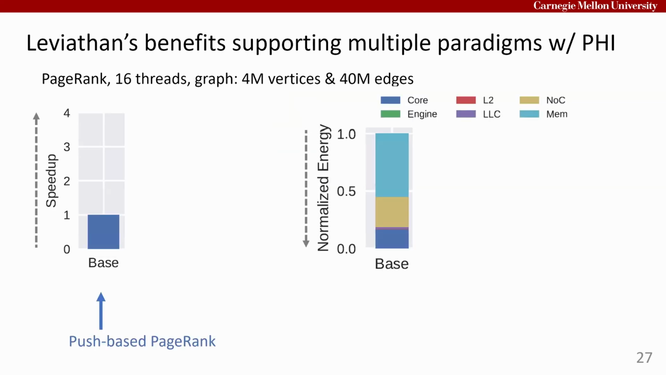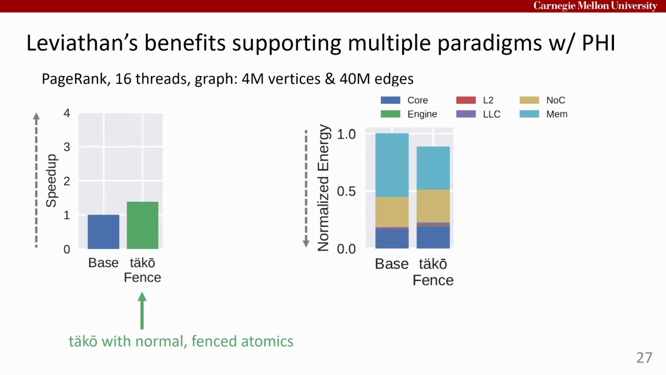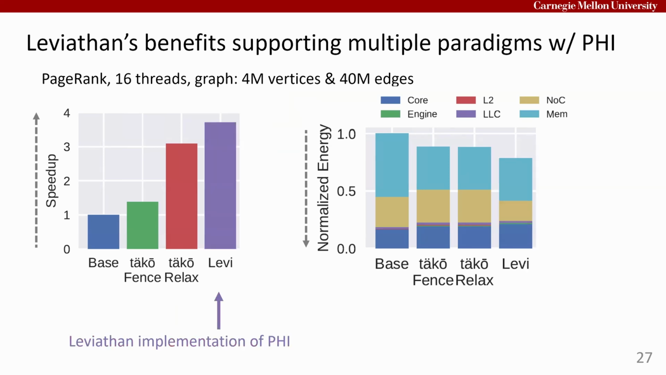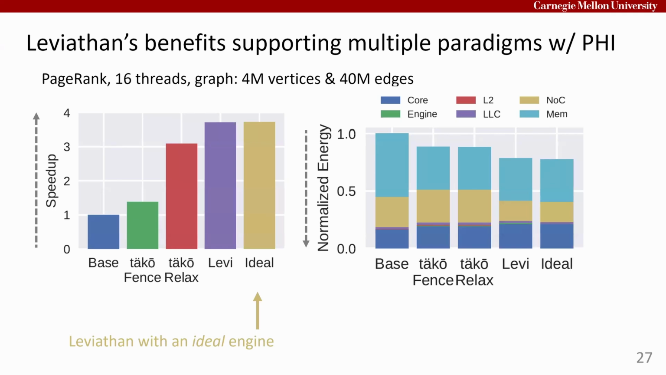The left graph shows speedup and the right graph shows energy, both normalized to regular push-based PageRank. First, we see Taco when using normal, fenced atomics. Although it does support data-triggered NDC, performance barely improves due to serialization of atomic updates on the cores. When using relaxed atomics, Taco is able to achieve notable speedup. However, this is still with updates executing on the cores. Leviathan achieves additional speedup and energy savings by more accurately implementing Phi using multiple NDC paradigms. And finally, performance is similar to an ideal engine since the NDC actions are relatively simple and short.